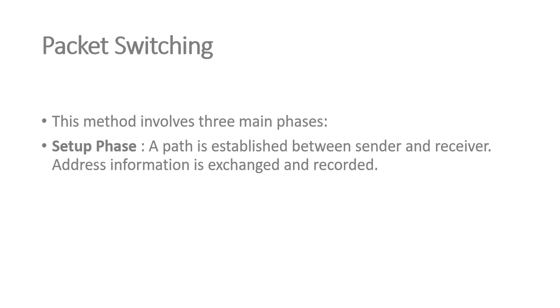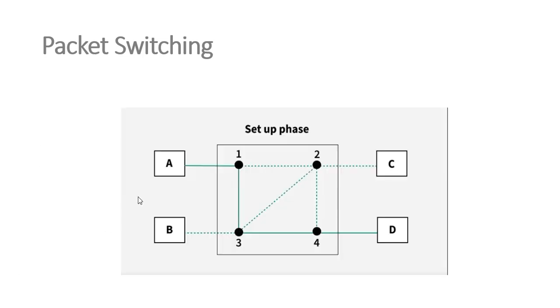Addresses will be exchanged so that it has to be sent to the receiver. So this is the setup phase. From A, how the packets have to be moved. See, the path is given from where it has to be moved and where it has to be reached. So during this phase, the connection will be established.